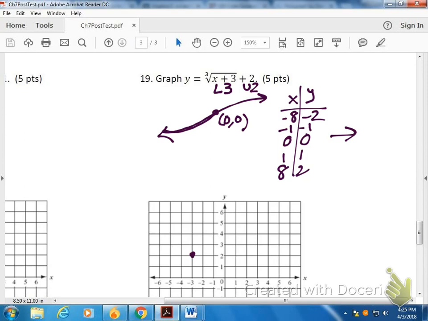The old point 1, 1 is now at negative 2, 3. The old point negative 1, negative 1, and so on. So the old point 8, 2 is now 5, 2. No. Whoops. Is now at 5, 4. That's what I was looking for.